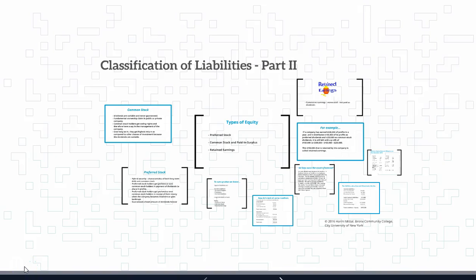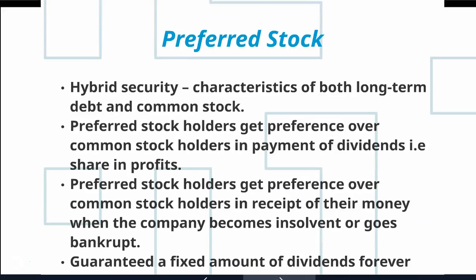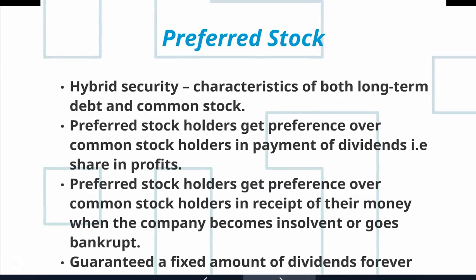In this video, Classification of Liabilities Part 2, we will look at the three most common categories of equity: preferred stock, common stock and paid in surplus, and retained earnings. Preferred stock has the characteristics of both long-term debt and common stock.